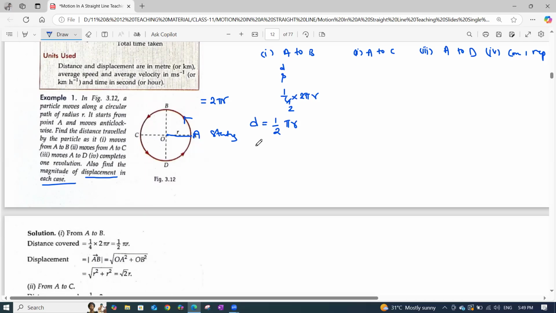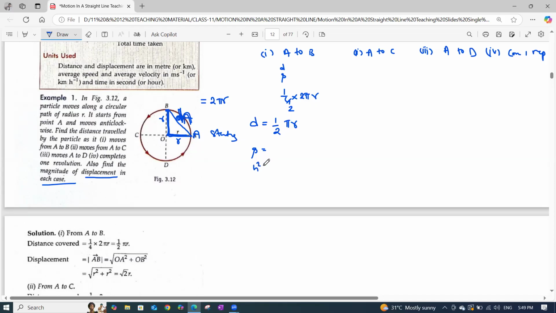Now, if they ask displacement, displacement is the shortest distance, or simply to say, a straight line drawn from initial point to final point. A is the initial point, B is the final point. So you can draw a straight line. Now it becomes a right angle triangle. You need to find out this distance d. We know this value is r. If this is radius, this is also radius, this is also r. Here it is r, here it is r. We have to find the d value. Or else you can keep it as the hypotenuse only.